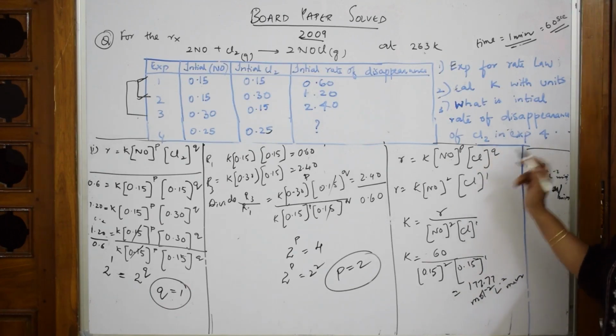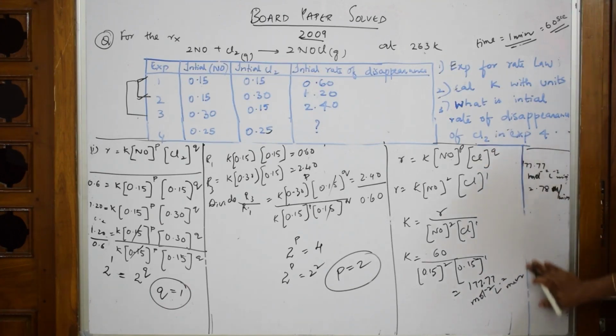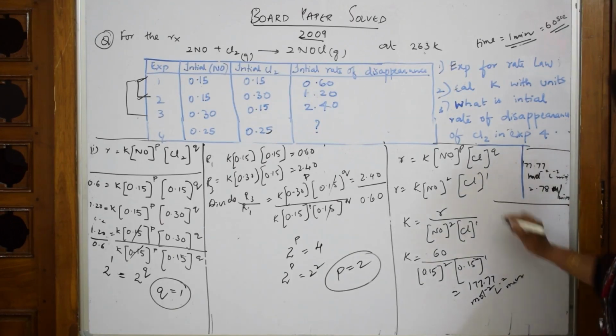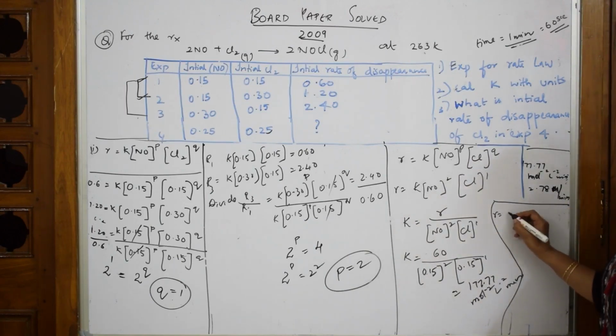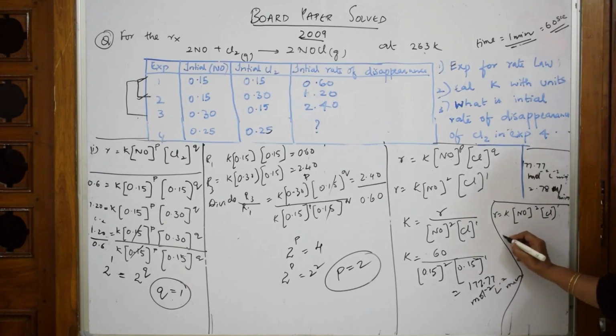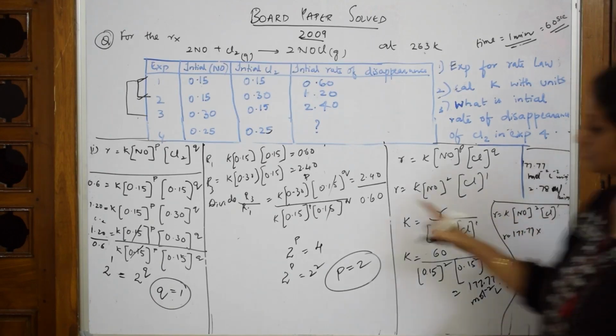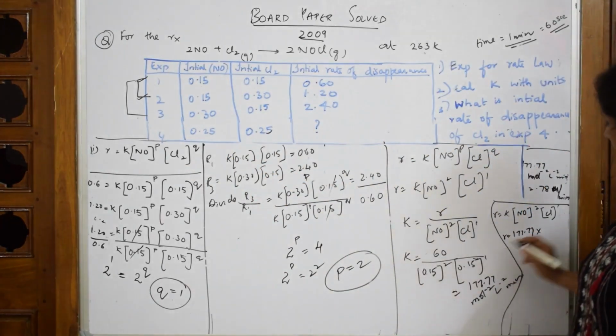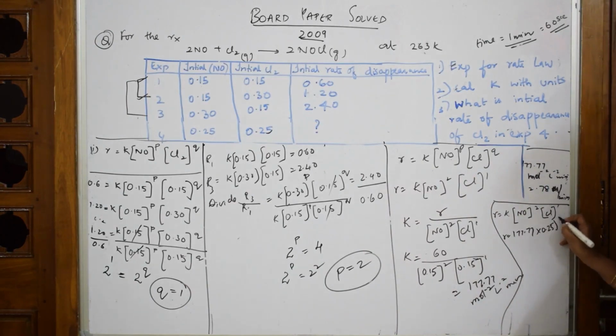Now I have to show the disappearance of Cl. Now how should I do that last one? Observe carefully. When you're doing the disappearance of Cl, now simple, R is equal to K into your NO. Already I know the coefficient. Here also I know the coefficient. Rate constant value you've got, R is equal to 177.77 into, what is your NO value here at this particular point, because experiment 4 they said, write that 0.25 whole square into 0.25. Once you solve this, you get an answer of 2.78 molar per minute.